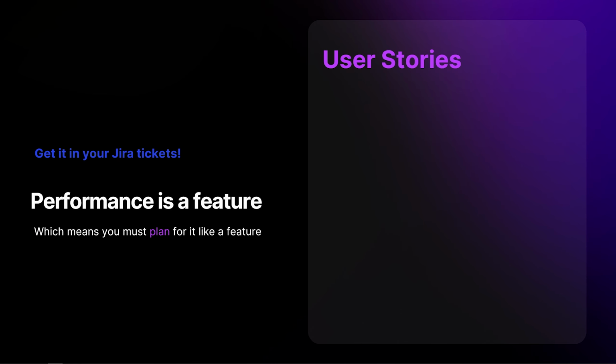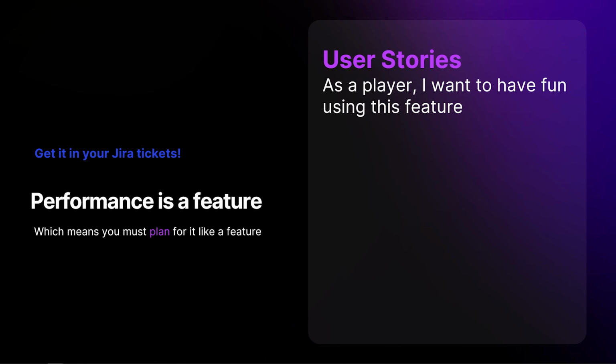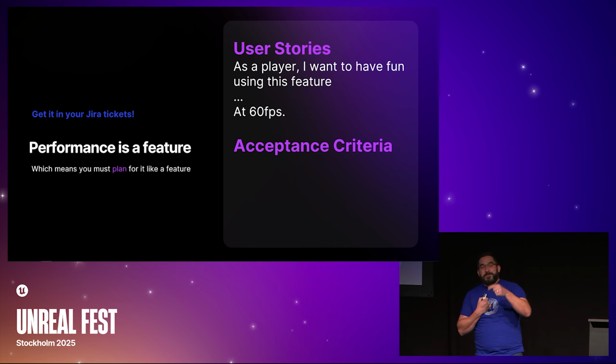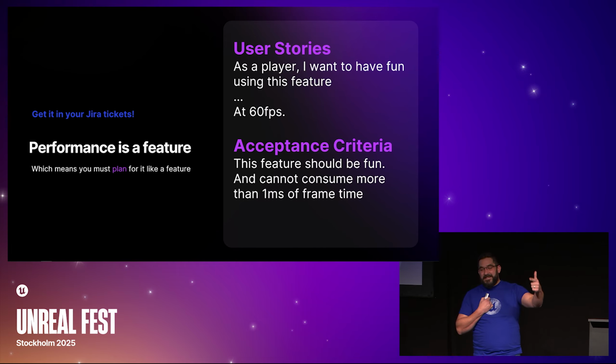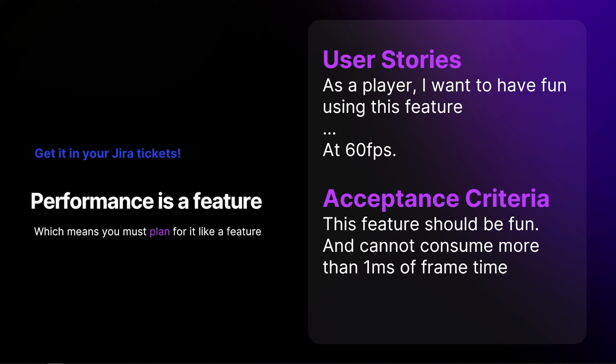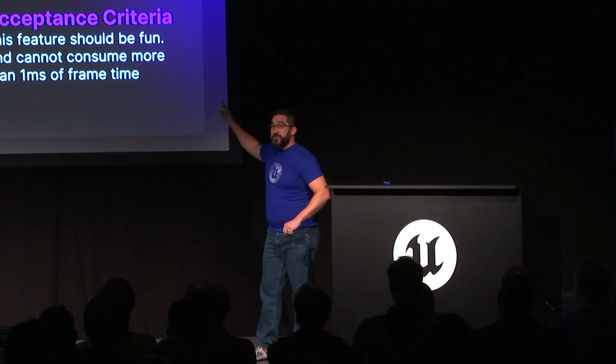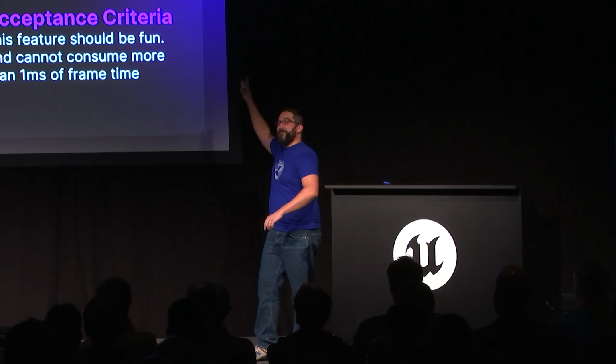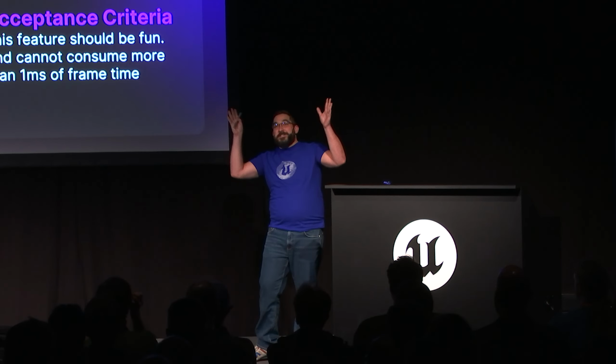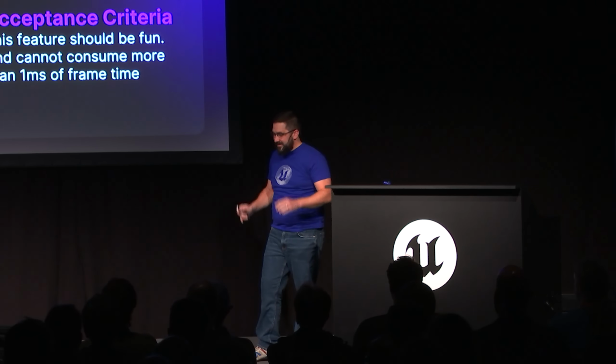Watch this. So we know user stories, right? As a player, I want to have fun using this feature at 60 frames per second. Now it's part of our acceptance criteria. This feature should be fun, and it cannot consume more than 1 millisecond of the GPU. Ooh, now we don't get to close this JIRA ticket until we've met all of our acceptance criteria. Congratulations, now it's part of your production process.